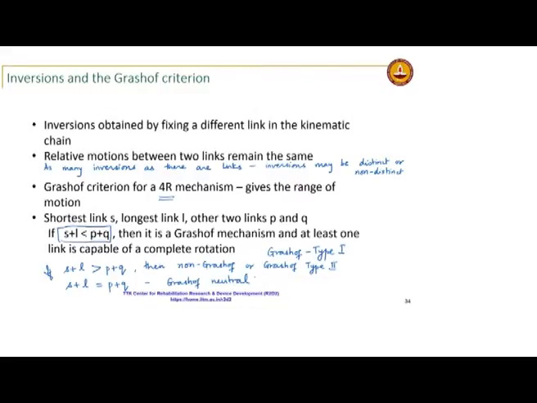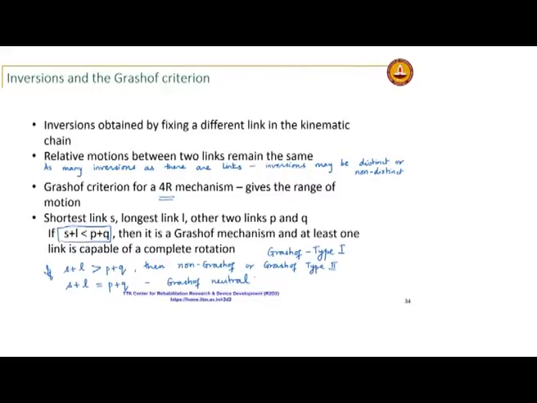Mechanism, Grashof neutral linkage. For this you only need the link lengths. You do not even have to put the mechanism together. The Grashof criterion tells you that with a certain set of links, with the link lengths, you can predict whether any of the links in the mechanism is capable of making a complete rotation.